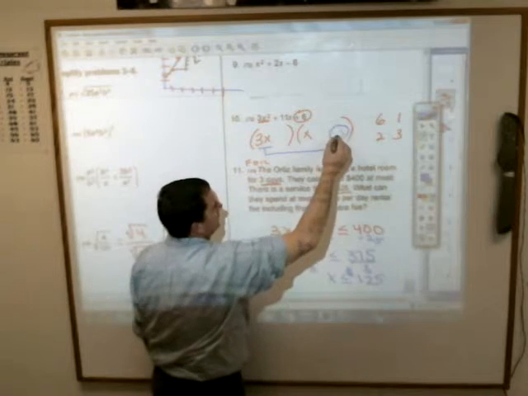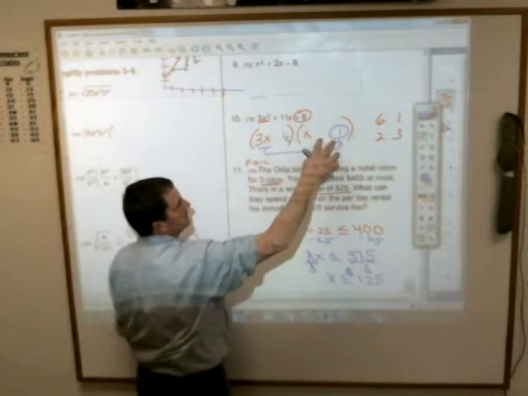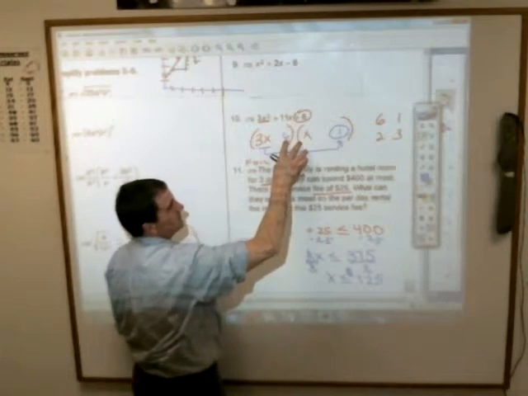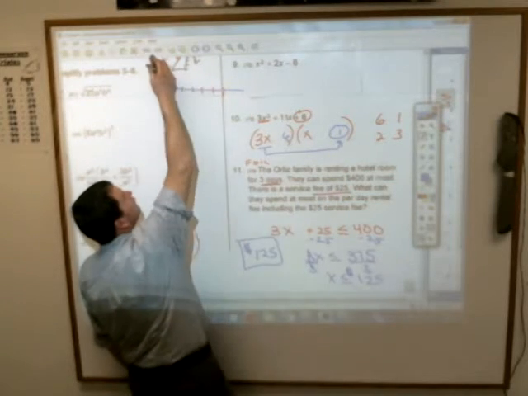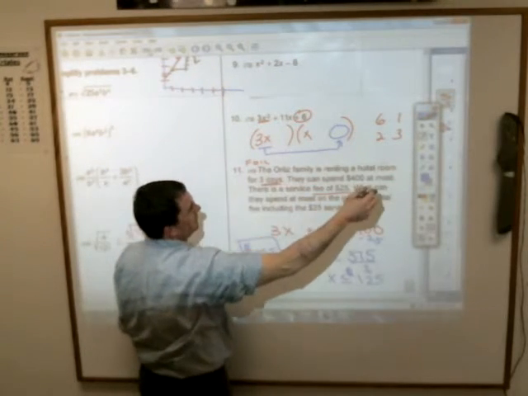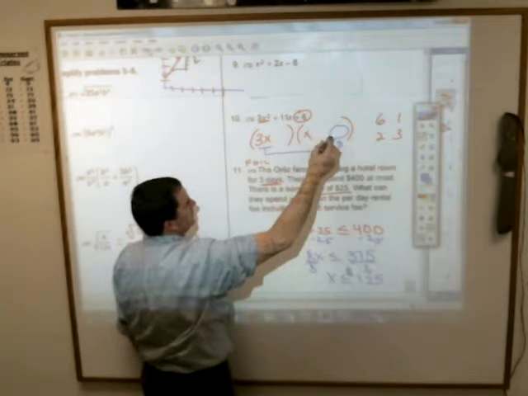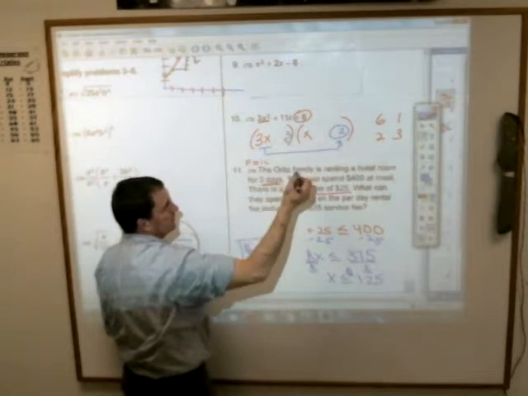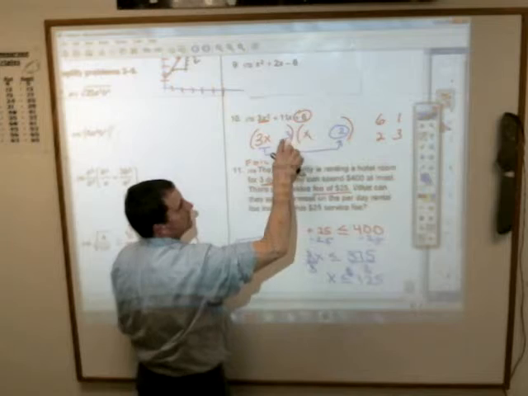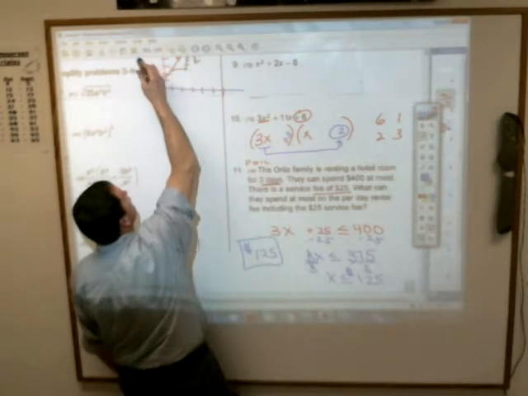I could put the 1 here and the 6 there, and then it's 3 times 1, which is 3, plus 6, which is 9. That's still not going to give me the right answer. So I'm going to go back to my 3's and my 2's. I could put 2 here and 3 there. 3 times 3 is 6, plus another 3 is 9, still not right.